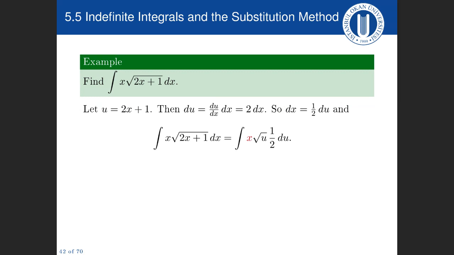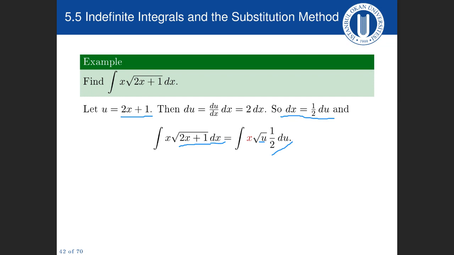Find the integral of x times the square root of 2x + 1 dx. Choose your u. Get your formula for du in terms of dx. Divide by 2. I'm going to be using dx as a half du. And then substitute them in. Replace 2x + 1 by u, and replace dx by a half du.